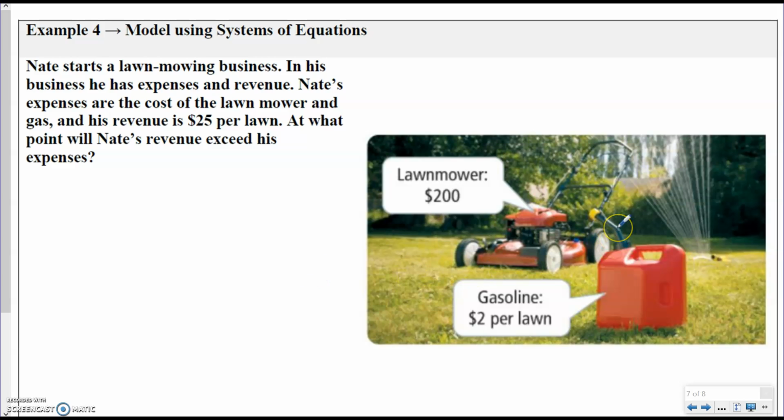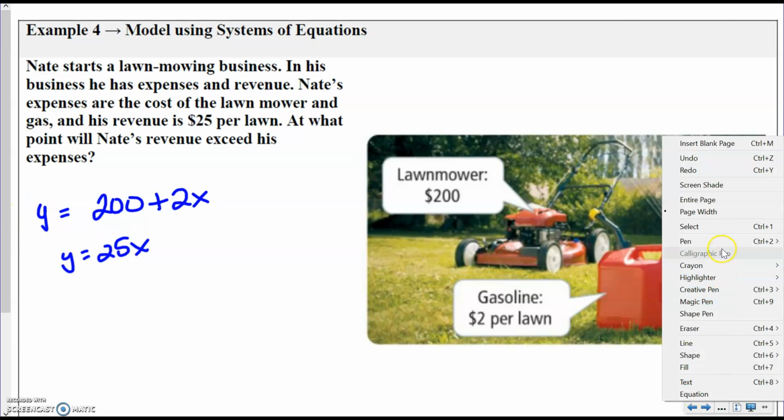And the last one. Nate starts a lawn mowing business. In his business, he has expense and revenue. Nate's expenses are the cost of the lawnmower and the gas. His revenue is $25 per lawn. At what point will Nate's revenue exceed his expenses? So the lawnmower is $200 plus it costs $2 per lawn to mow.